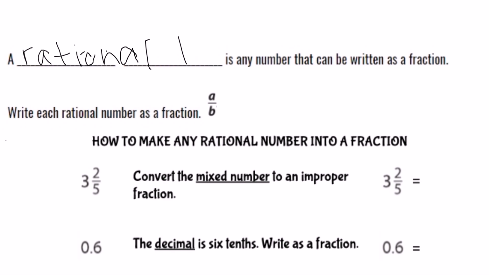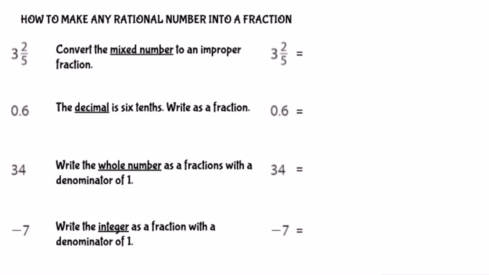Okay, rational number. Beautiful. So it says write each rational number as a fraction a over b. And the a over b, you're going to substitute different numbers in for a and b, but it just means to set it up like that. So like a number with the line over another number.